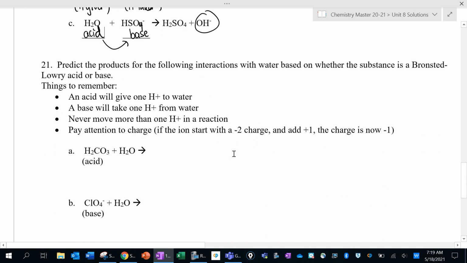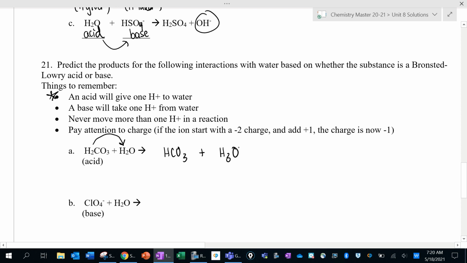And so down here, this is more independent practice, so try it on your own. There's some reminders here. When you're trying to predict the products, this is one of the most straightforward reactions that we'll do, because the only thing that happens in this type of reaction is a hydrogen moves from one substance to the other substance. That's it. And it's only ever one hydrogen. So like in this case, H2CO3 is an acid. What will acids do? They're going to give one hydrogen to water. Okay, so H2CO3 becomes HCO3, and then H2O becomes H3O.